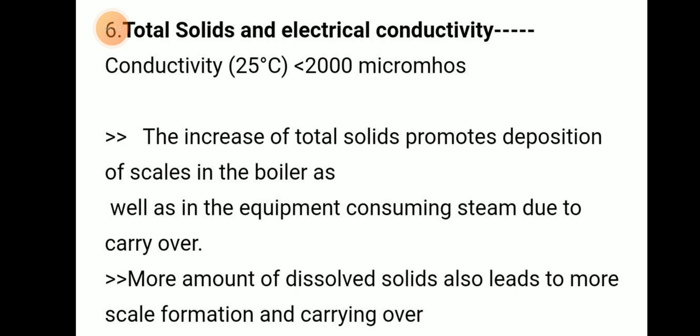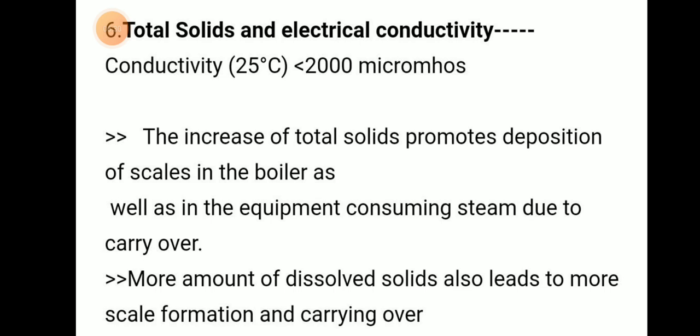Okay. Total dissolved solids and electrical conductivity. Total TDS means total solids and electrical conductivity. It should be measured at 25 degrees Celsius, and it should be less than 2000 micro ohms.